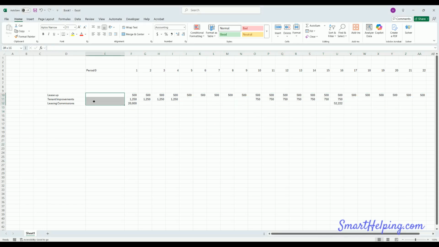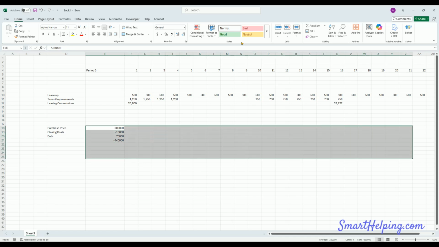So we want to say, well, we have our initial costs. So let's say we also have the purchase price, closing costs, debt, just so you can see a general picture. So this will be, say, minus some amount of money, debt proceeds. Okay, so we know we definitely need this much to raise for cash.